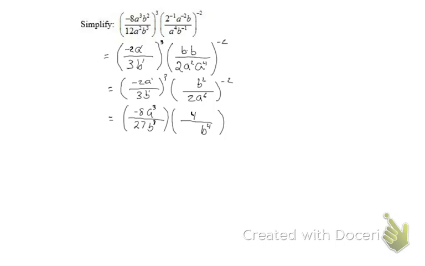A to the 6, double the exponent, I'll get a to the 12. But with the negative, it becomes a to the 12 in the numerator. And now my last step, I need to multiply my 2 fractions.